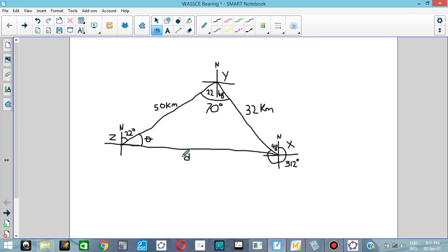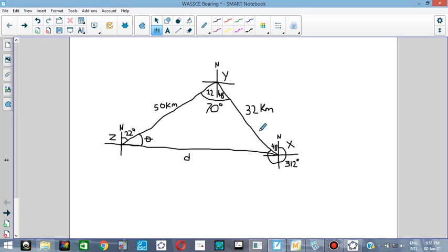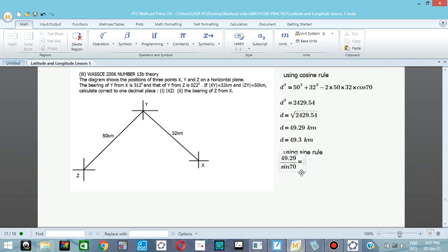So this is the length, 49.29 divided by sine of the angle facing it, which is sine 70, and it's going to be equal to the other length, 32, divided by sine of the angle facing 32. That is the angle we don't know, which is angle theta. So all we need to do now is to cross multiply and find the arc sine of sine theta.